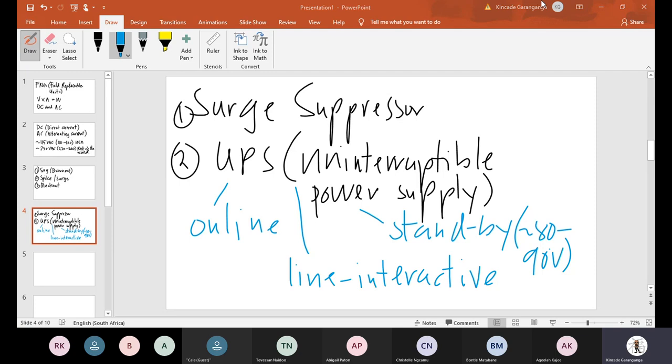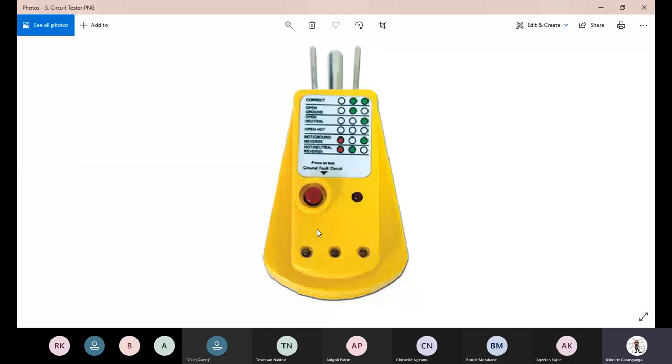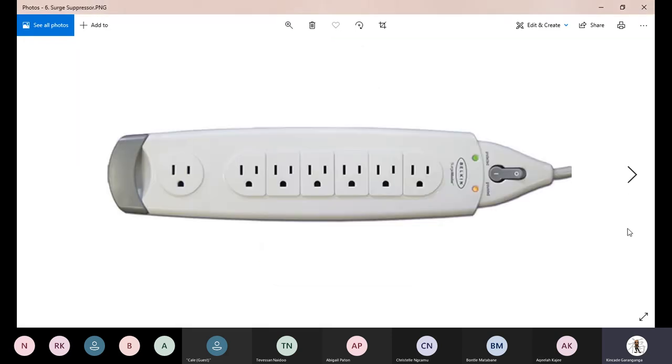So if you want to look at it from a diagrammatic representation, let's see if we can quickly have a look at what's happening. I think what we were previously looking at is a circuit tester. And when you want to look at your surge suppressor, that's a typical example of what a surge suppressor would distinctively look like, just trying to minimize the detrimental impact associated with these spikes or surges.